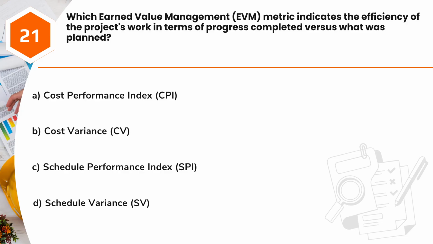Question 21. Which earned value management, EVM, metric indicates the efficiency of the project's work in terms of progress completed versus what was planned? A. Cost Performance Index, CPI. B. Cost Variance, CV. C. Schedule Performance Index, SPI. D. Schedule Variance, SV.